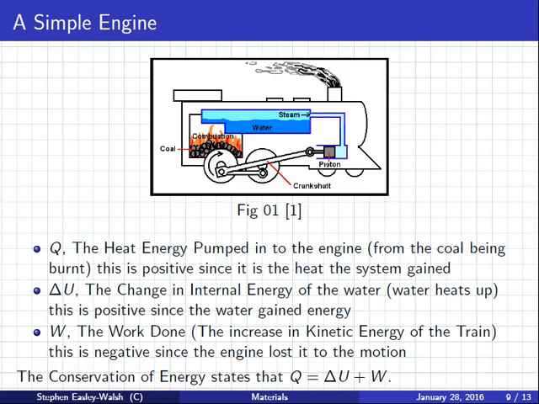Do you remember what this is? If you want, you can write this part down. Do you remember what this is called from mechanics? Conservation of energy. The energy at the start equals the energy at the end. So the Q goes in, and the W and the U come out.